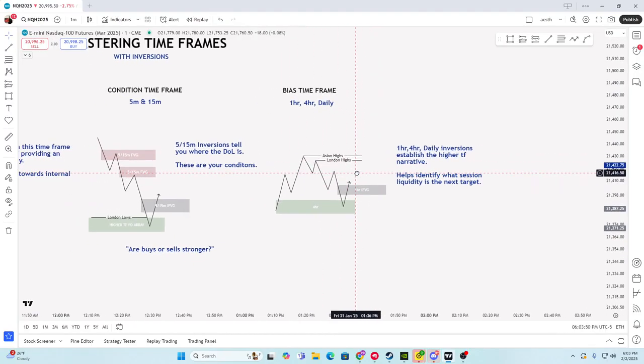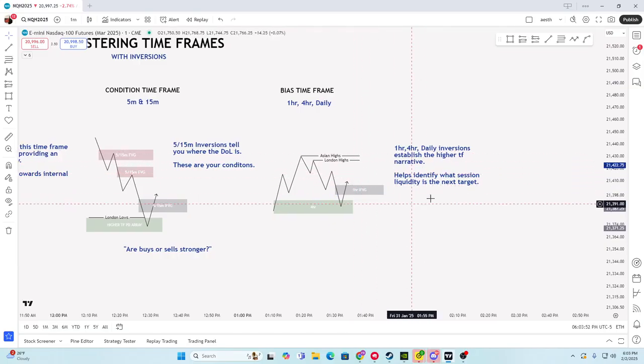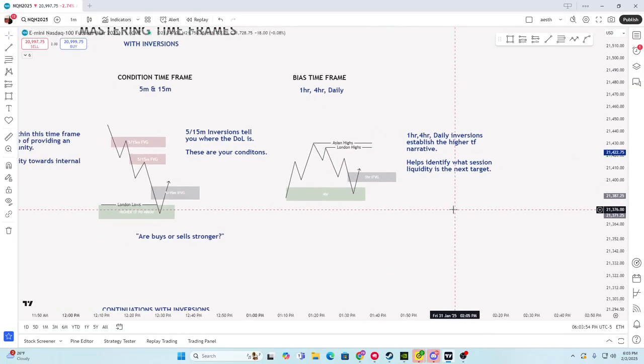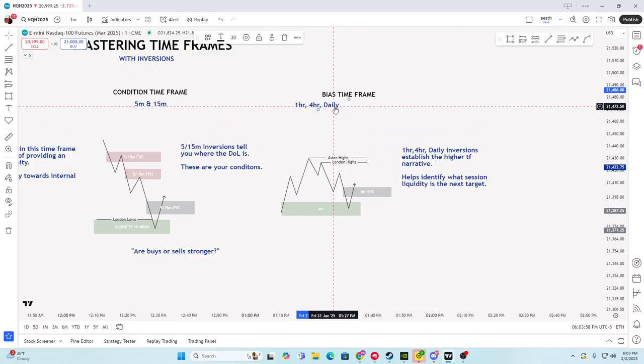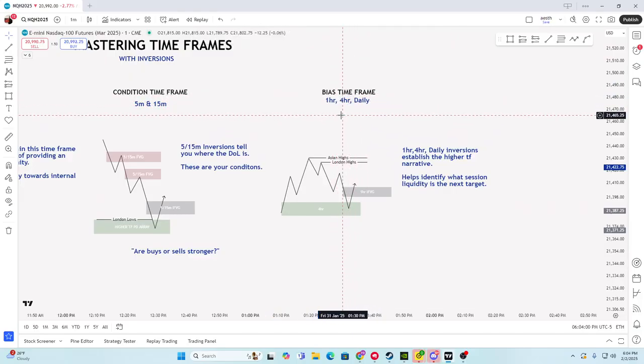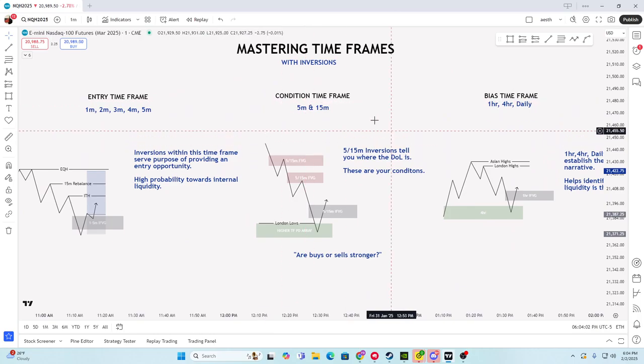But anyways, back to what I was saying. This is going to help you identify what session liquidity is the next target. So look for those hourly inversions to know where price is going to go next, and that's going to help you with your bias. Yeah, and then condition-based time frames.